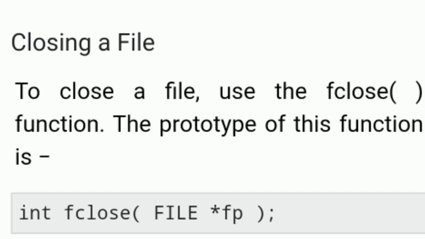The fclose function returns 0 on success or EOF if there is an error in closing the file. The function actually flushes any data still pending in the buffer to the file, closes the file, and releases any memory used for the file. The EOF is a constant defined in the header file stdio.h.